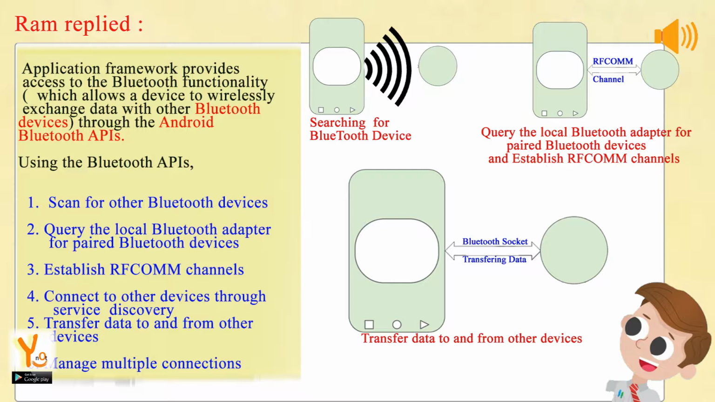Using the Bluetooth APIs: first, scan for other Bluetooth devices. Second, query the local Bluetooth adapter for paired Bluetooth devices. Third, establish RFCOMM channels. Fourth, connect to other devices through service discovery. Fifth, transfer data to and from other devices, and lastly, manage multiple connections.